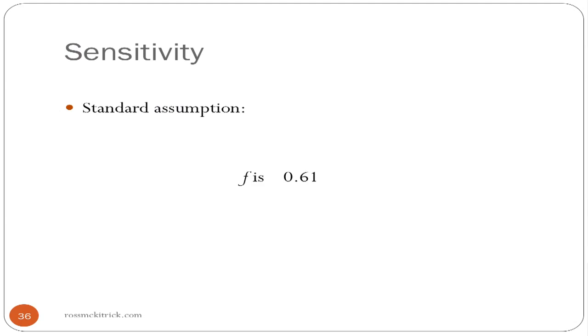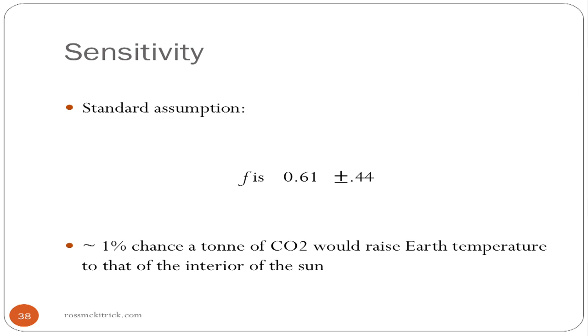So what is f? There we go. f is 0.61. Again, I don't know what the instrument is. You hold it up in the air and it'll measure f and tell you 0.61, although it's not exactly 0.61. It's 0.61 plus or minus 0.44. And if you're doing the numbers in your head fairly quickly, yes, you do get to 1. So there's roughly a 1% chance in an integrated assessment model that a ton of CO2 would raise the Earth's temperature to that of the interior of the sun.